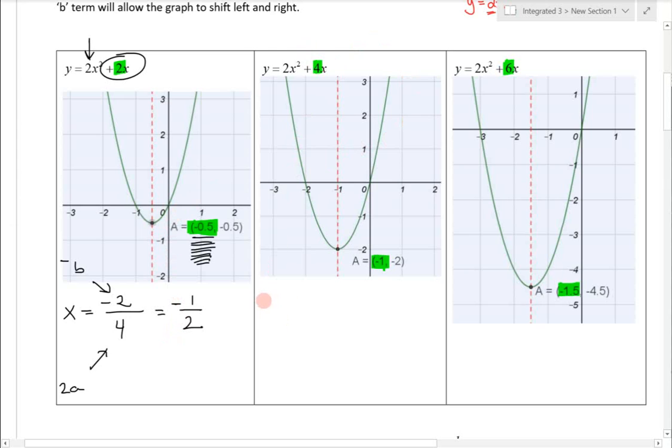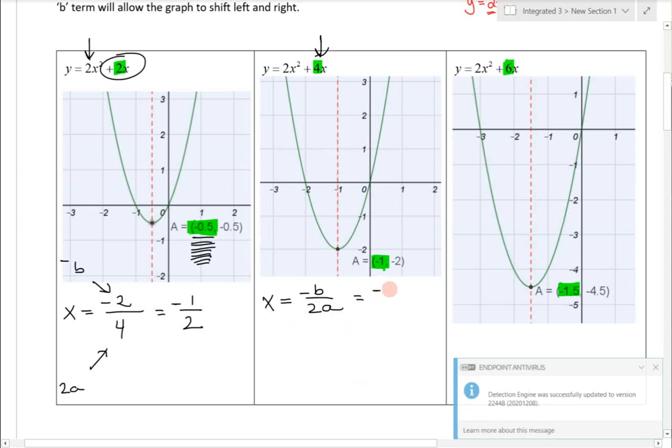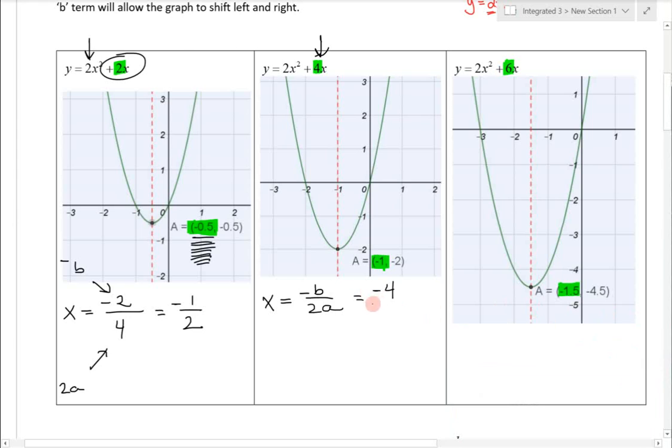If I go to the next one, x is the opposite of b over 2a. If my b is 4, what is the opposite of that? Negative 4. And then 2a would be 2 times 2. So does that reduce to negative 1? Negative 4 over 4, is that negative 1? Is that exactly the same as that x coordinate of the vertex there? That makes sense? Okay.